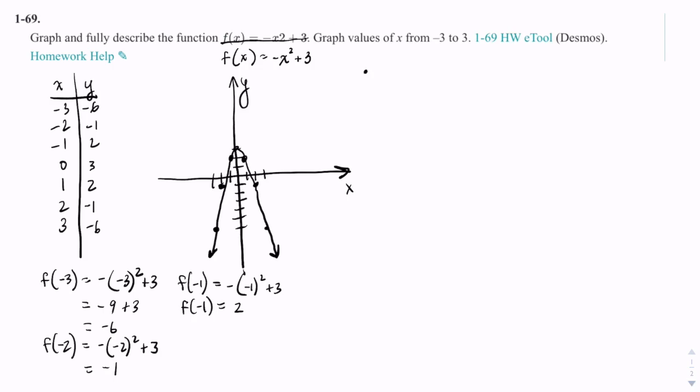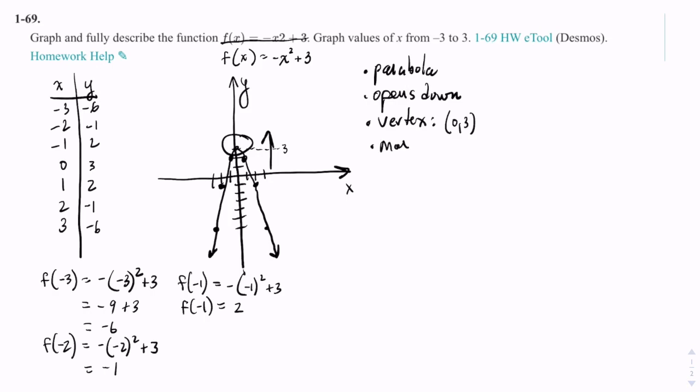So now it says describe this graph. It's a parabola. It opens down. The vertex is right here, and that's at 0, 3. The maximum, that's how high the y can get, is right here at 3. So the maximum is 3. The minimum is how low the y value can go down this way, and it never ends, so there's none.